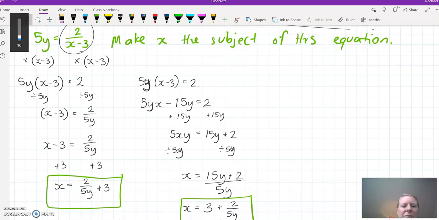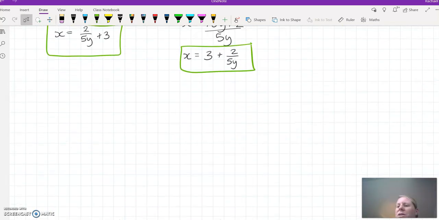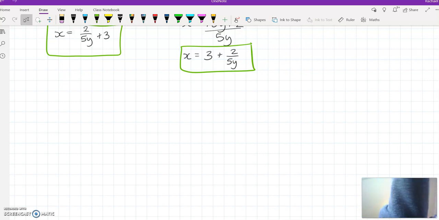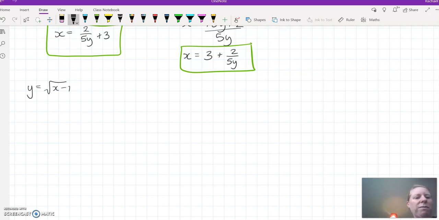All right, welcome back. So if we keep on going, we've looked at rearranging equations that way, dealing with that denominator. Let's just have a look at what happens if we've got square roots and squares happening. So we need to be careful as always, and we're just undoing what has already been done. Say we've got y equals the square root of x minus 1. That whole thing is under the square root sign, and we have been told to make x the subject of this equation.